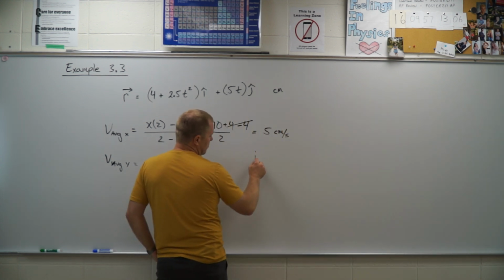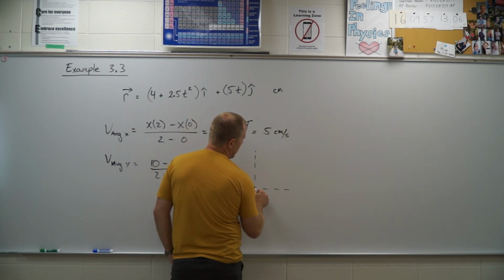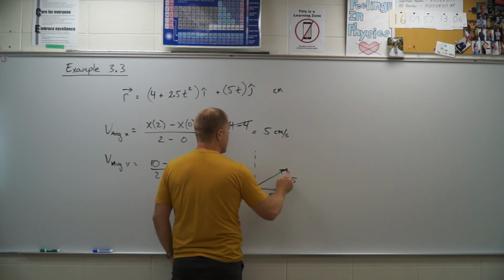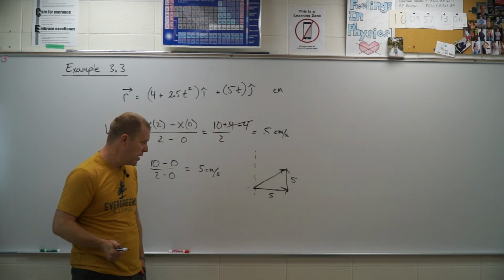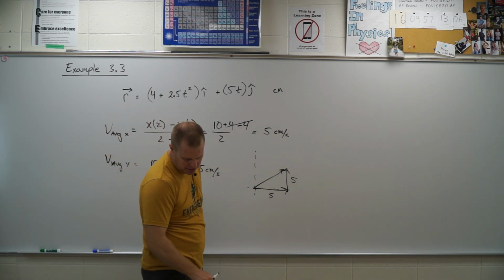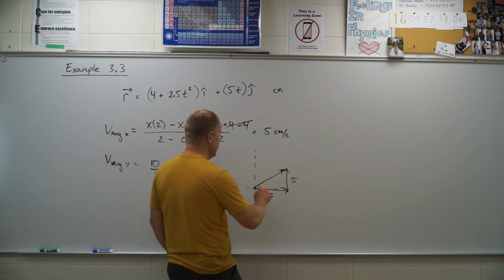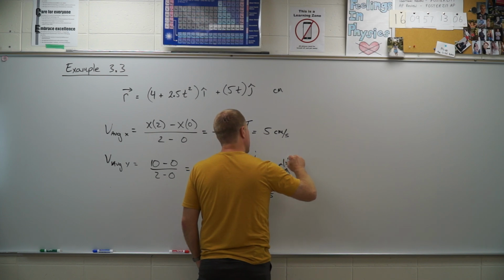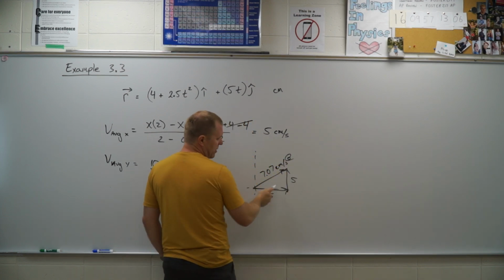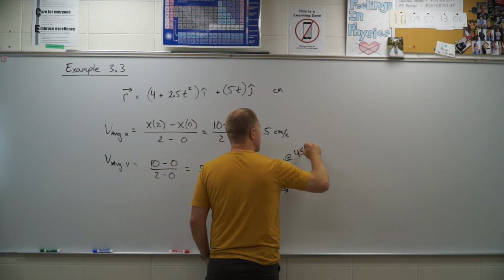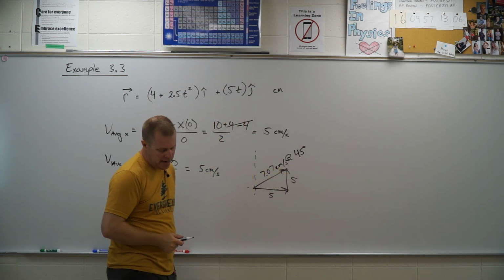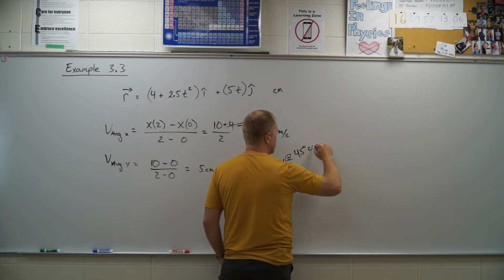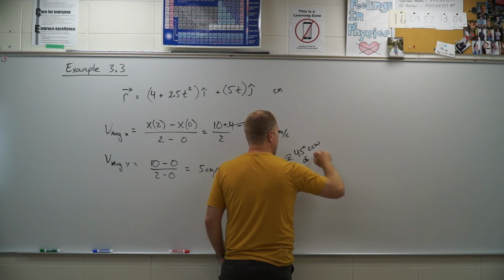And so, of course, always draw them. So I have 5 and I have 5, and that gives me 5 squared plus 5 squared, square root, 7 point something. Let's take a look. 7.07 centimeters per second at, and my angle is going to be 45 degrees because they're equal, 45 degrees, and given our direction here, we're going to say this is counterclockwise of the positive x-axis.